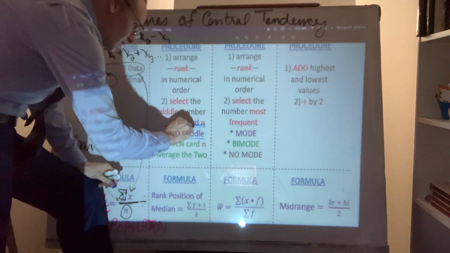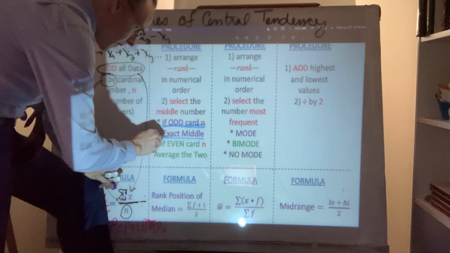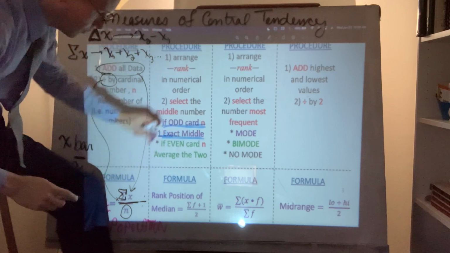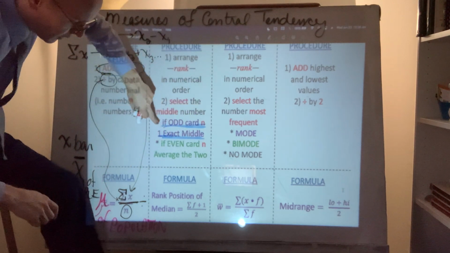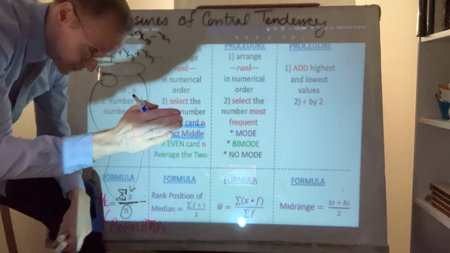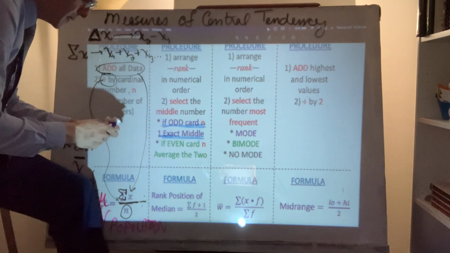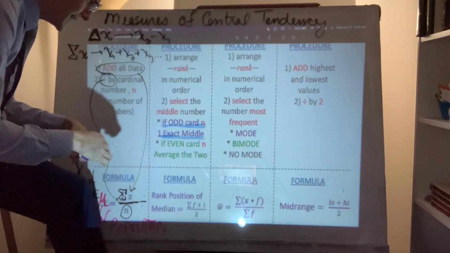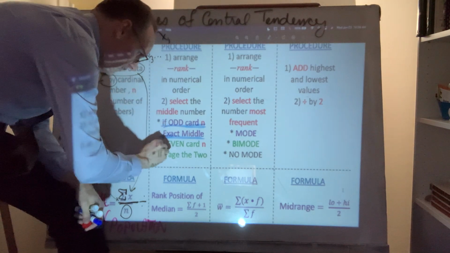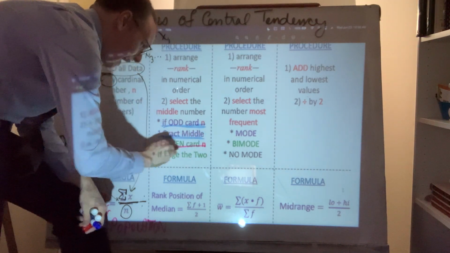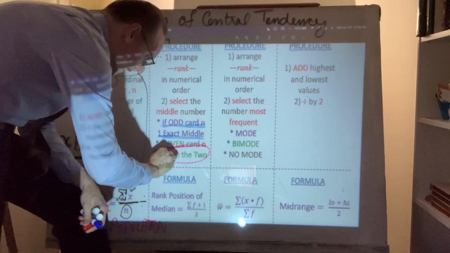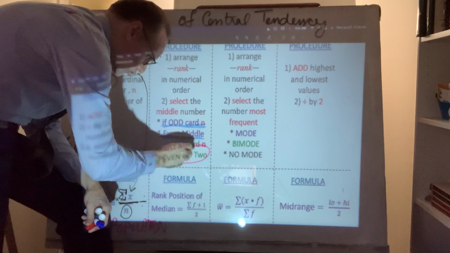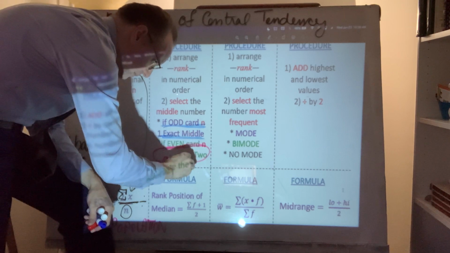If there's an odd number, this is much better. If you have an odd number of data, the cardinal number would be odd. Then there's one exact number that lands in the middle, and then you're done. But if there's an even number of data, what you'll have to do is average the two. That means add those two things in the middle and then divide by 2.